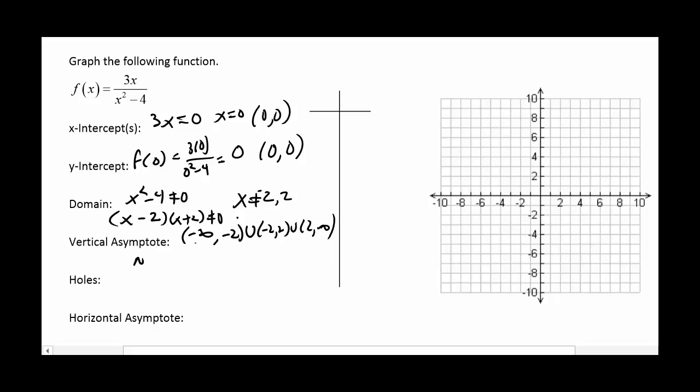VAs are the same two numbers that I kicked out of the domain, so x equals 2 and negative 2. Holes: nothing divides out, so there's no hole. Horizontal asymptote: top heavy, bottom heavy, or same? This is a bottom heavy rational, and all bottom heavies have a HA of y equals 0.